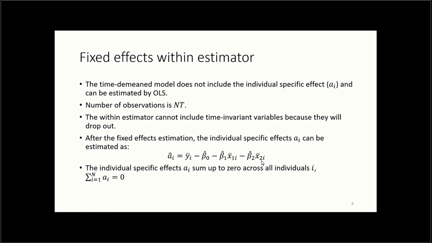recovered using this formula. So in this case, these individual specific effects ai will sum up to 0 across all the individuals i. So here the summation of ai would be equal to 0. And this is important later on when we're going to be estimating these individual specific effects. So again, after we estimate the time de-meaned model or transformation, we would be recovering these individual specific effects and we could actually be looking at them.